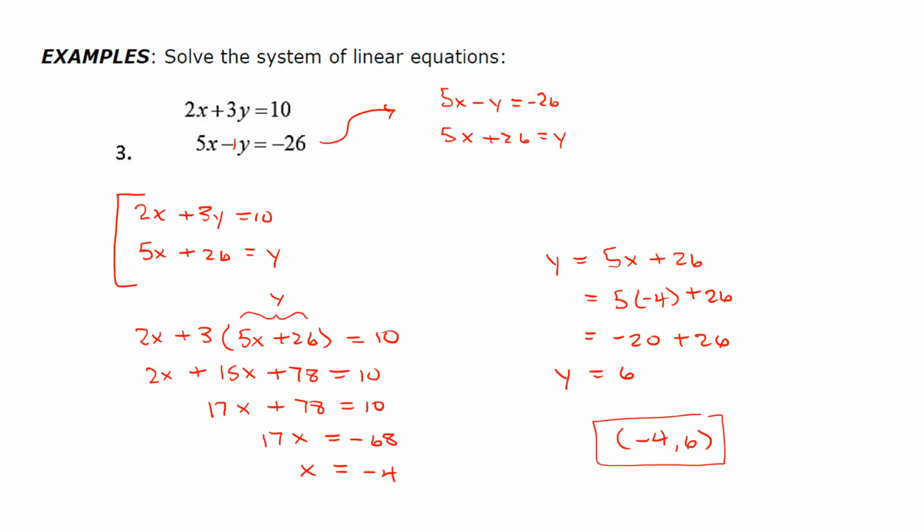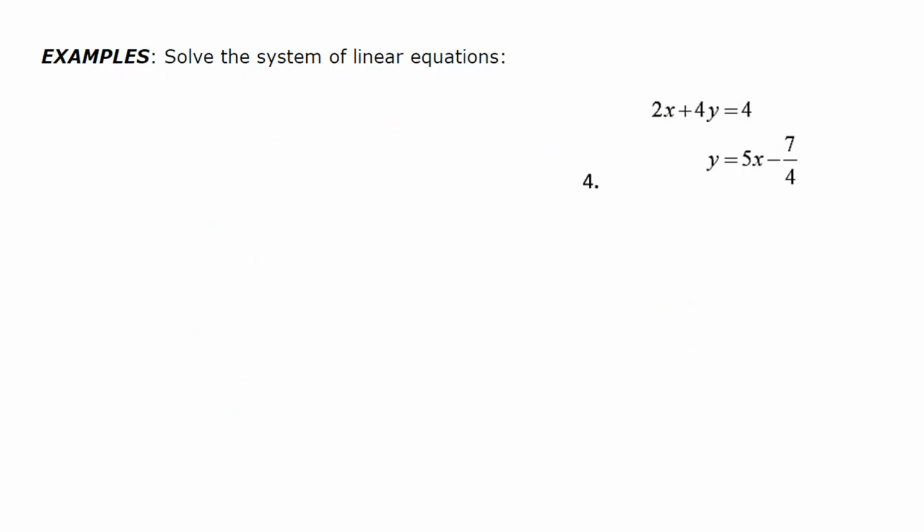All right, let's do another one. Number 4. Okay. So in this system, my second equation already has a variable isolated. So I don't have to do any extra work in terms of isolating either variable. So I can just move straight into step number 2, where I substitute in my expression for y into my first equation. So I'll have 2x + 4(5x - 7/4) = 4.